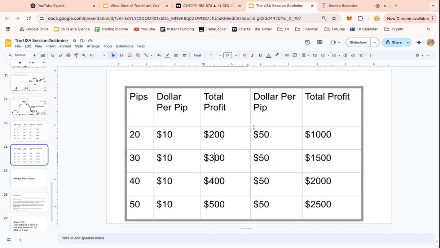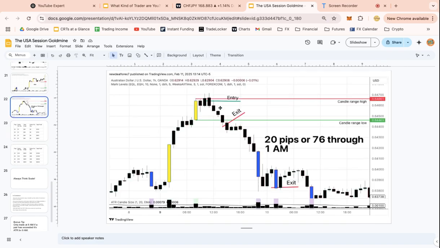And then, of course, once you get a sizable account size, what if you're doing $50 per pip? Imagine making $1,000 off of just 20 pips, which was this trade right here. That's a 20 pip trade right here. Imagine this trade being worth $1,000 for just a few hours of work. Would it be worth it to you?